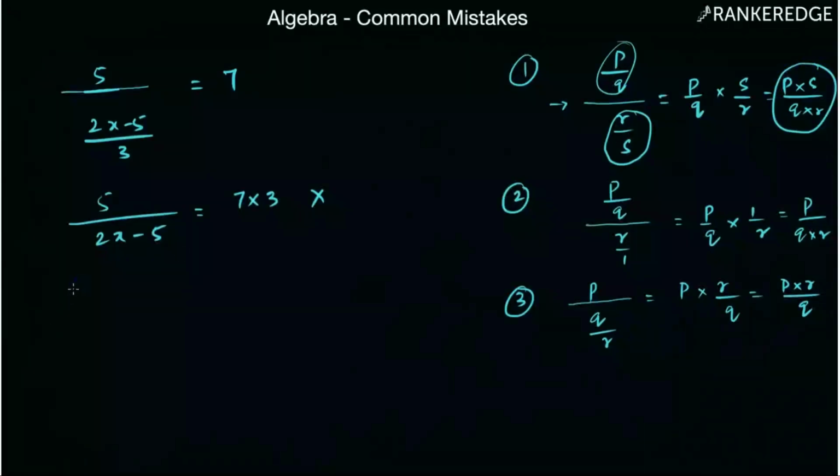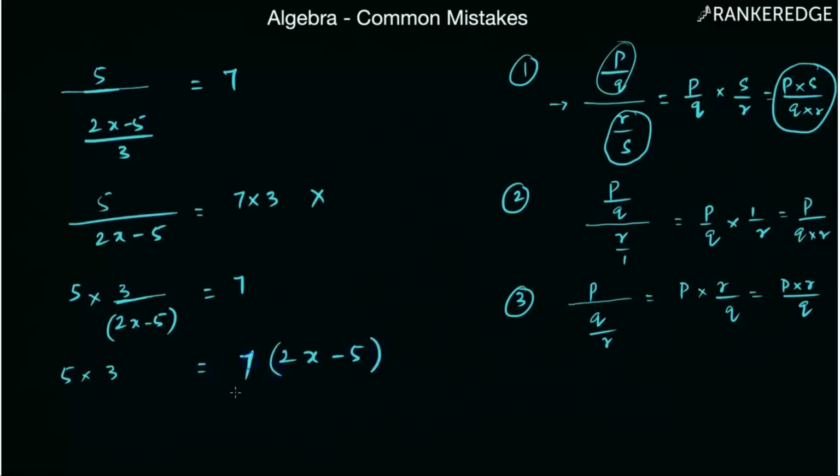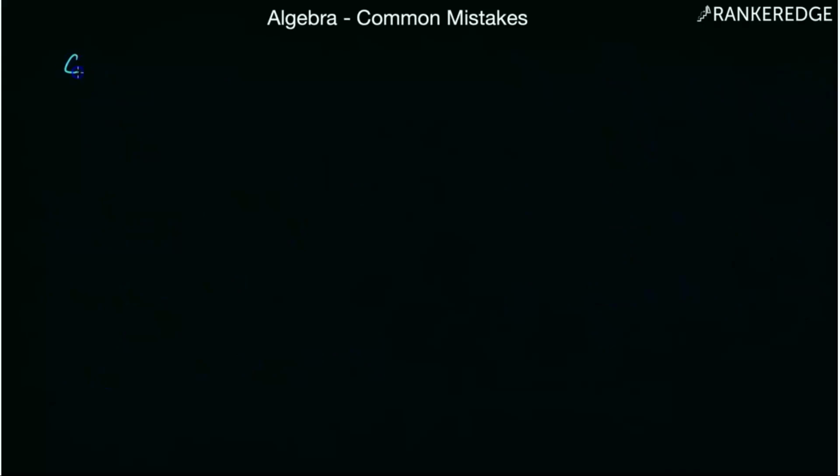So this means this will become 5 into 3 by 2x minus 5. Of course, put brackets around 2x minus 5, is equal to 7. That means this will become 5 into 3 is equal to 7 into 2x minus 5. Okay, so you should not write it like this. This is wrong.